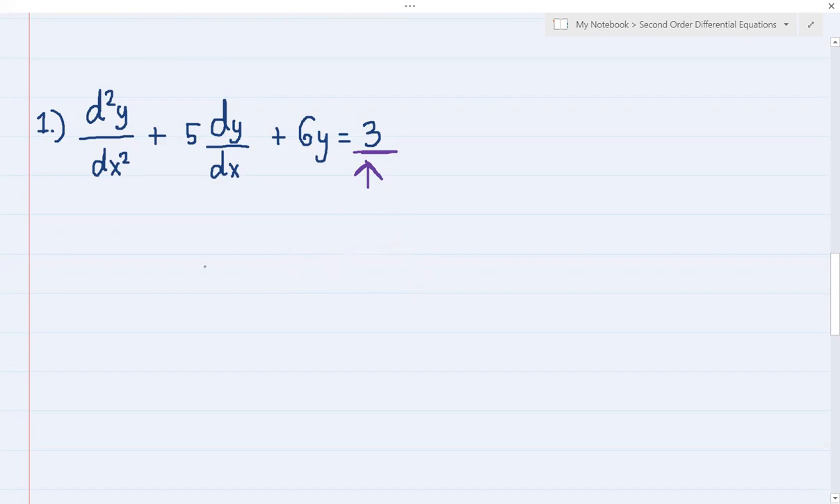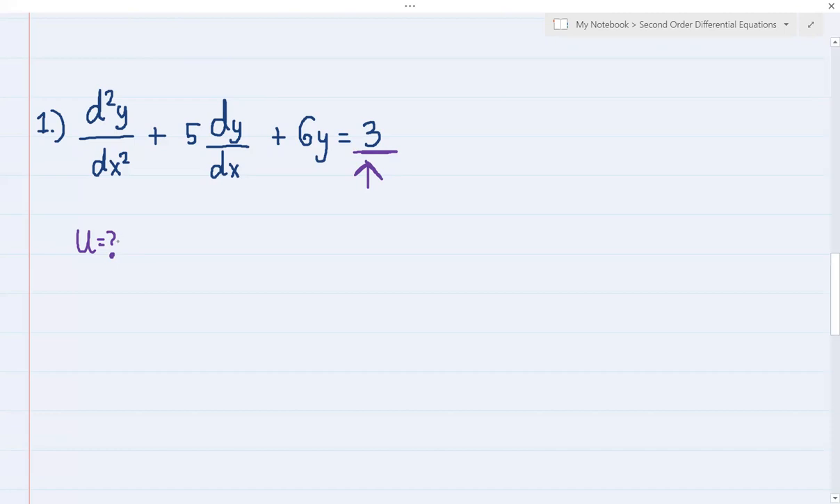Let's do it one by one. Let's start with the easy one. Let's find your u. The way you're going to find your u is the same way you find a general solution for your second order homogeneous differential equation.